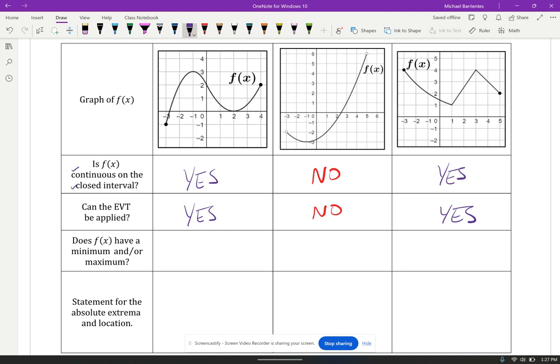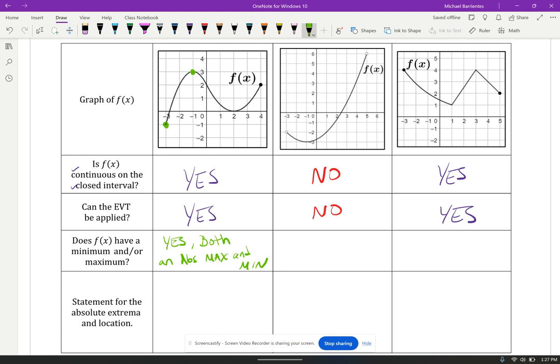Okay. So now I'm going to look at the actual graph and look to see, does it have a maximum or a minimum? Well, in the first graph, the highest point would be here and the lowest point would be here. So yes, both an absolute max and min.